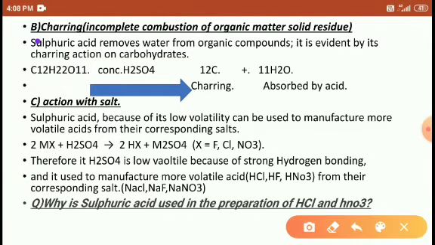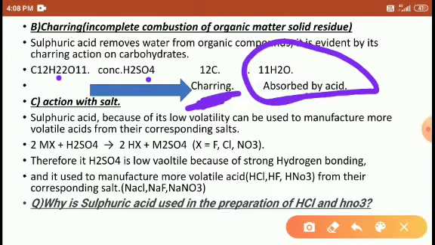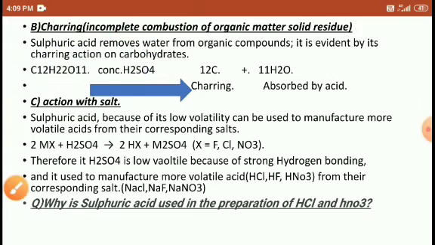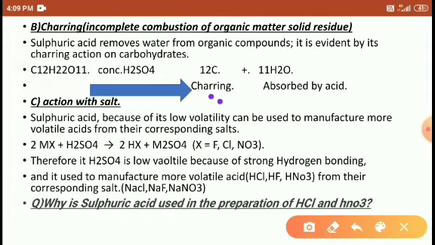Charring means incomplete combustion of organic matter to leave a solid residue, called charring. For example, sucrose reacts with sulfuric acid, releasing the carbon, which we call charring, and the water molecules are absorbed by the sulfuric acid. So in this glucose solution, if we add concentrated sulfuric acid, it absorbs the water molecules and leaves behind the carbon black residue called charring.